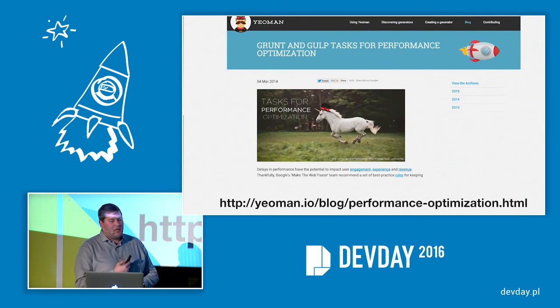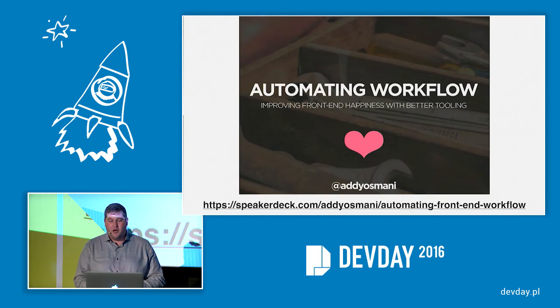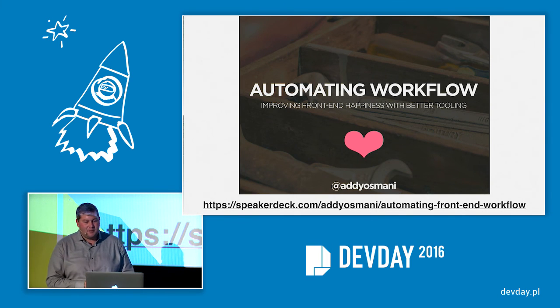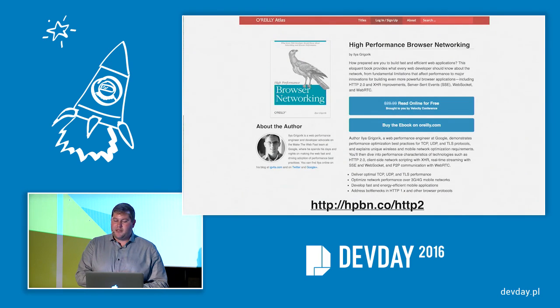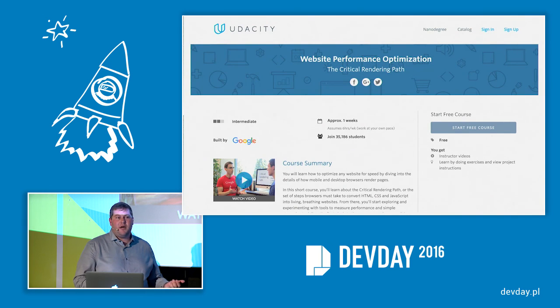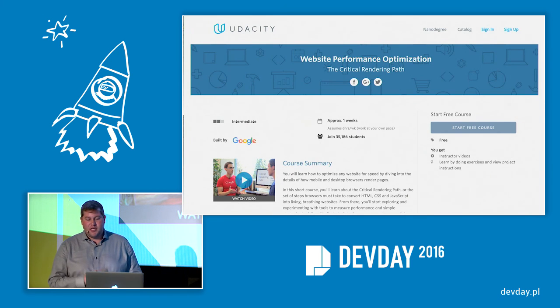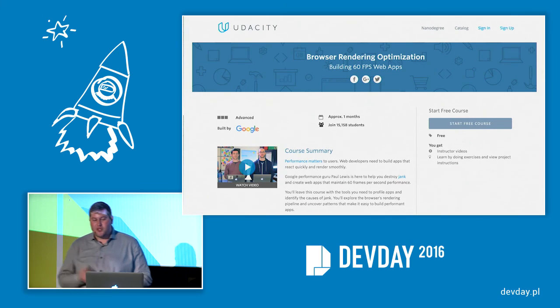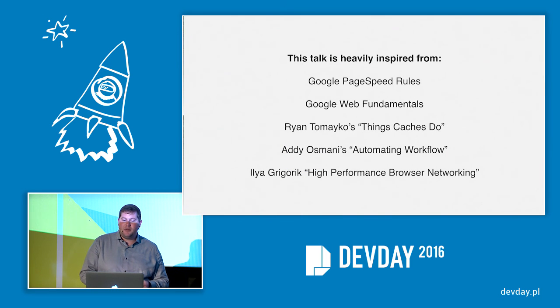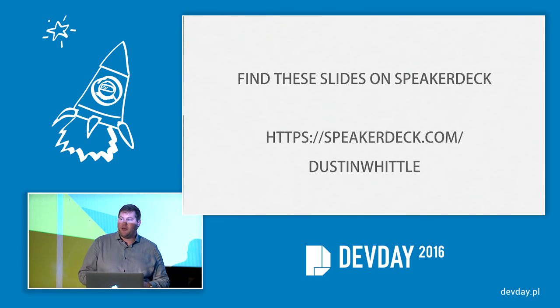And I stole a lot of this content from great people. Definitely check out Automating Workflow by Addy Osmani. The book that I recommended is available at highperformancebrowsernetworking.com/HTTP2. And then if you really care and you want a step-by-step course, Udacity and Google have worked together to offer an actual college-style course on web performance optimization as well as browser rendering. I've stolen most of this content off the internet from awesome people who are way smarter than I am, and you can find all of these slides on speakerdeck.com.